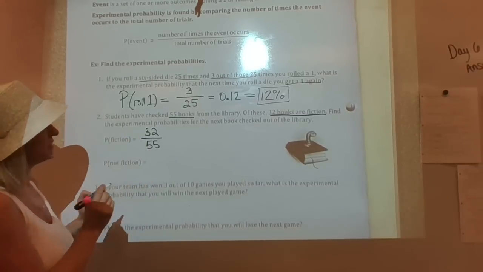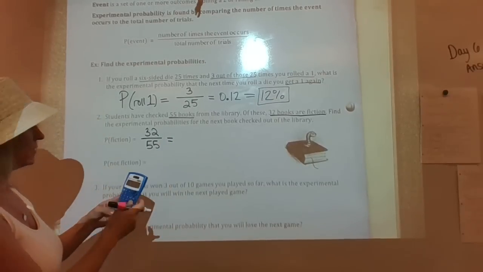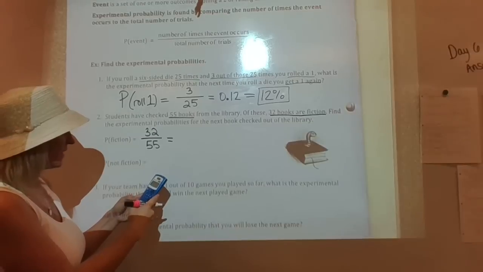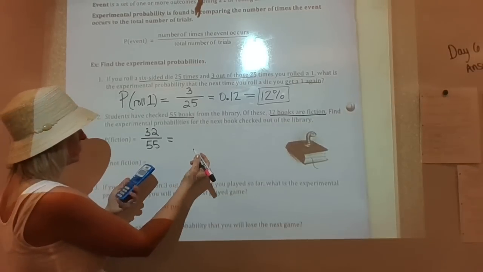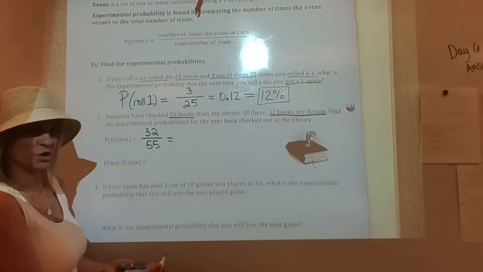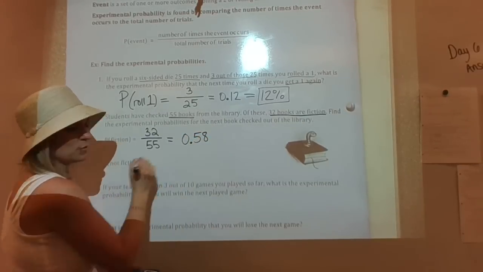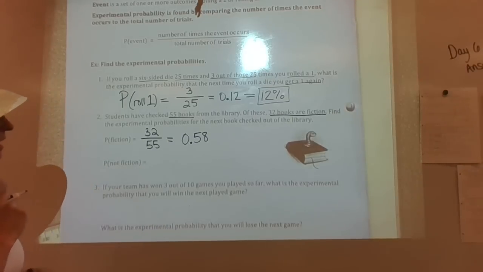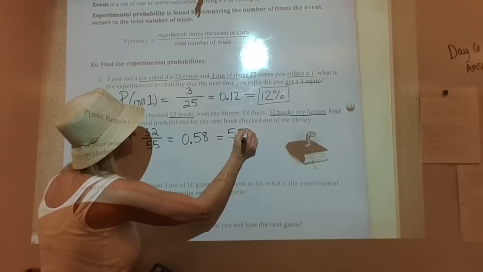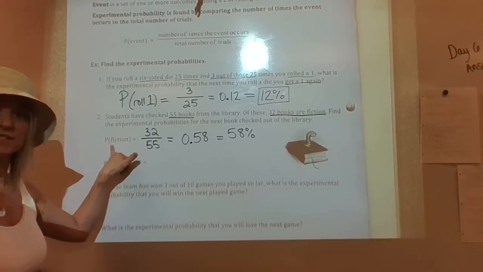5 and 11 go into this, but not that, so we leave it as a fraction, but we can go ahead and make it as a decimal and a percent. So if I do 32 divided by 55, we would get 0.581 repeating. Since we're talking percents, we'll just do 2 decimals every time. So 0.58 would be good. And then we would move it 2 places over to make that a percent, 58%. All right, so that is the probability that it's fiction.